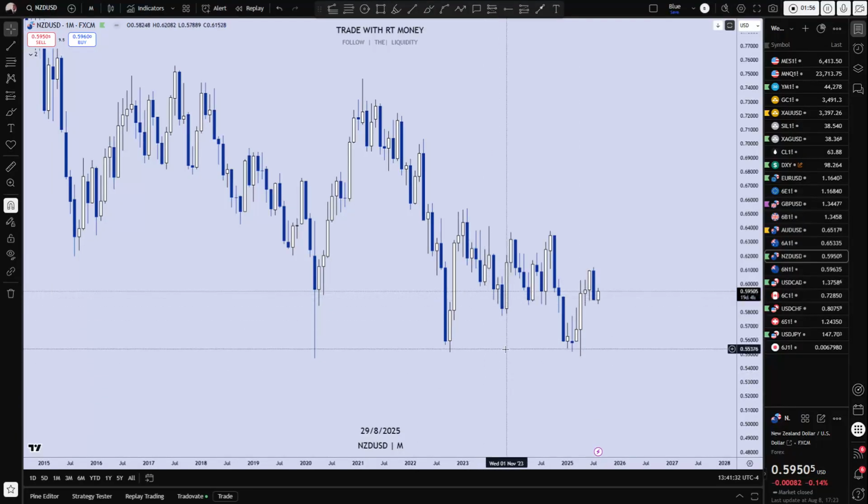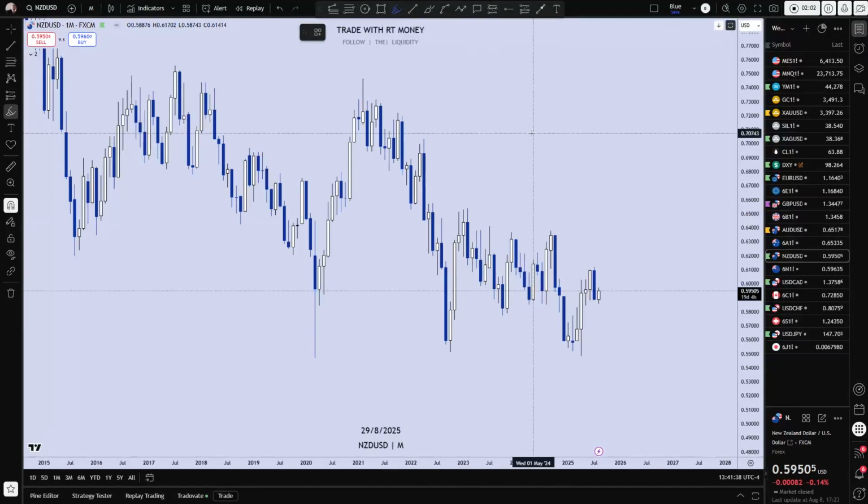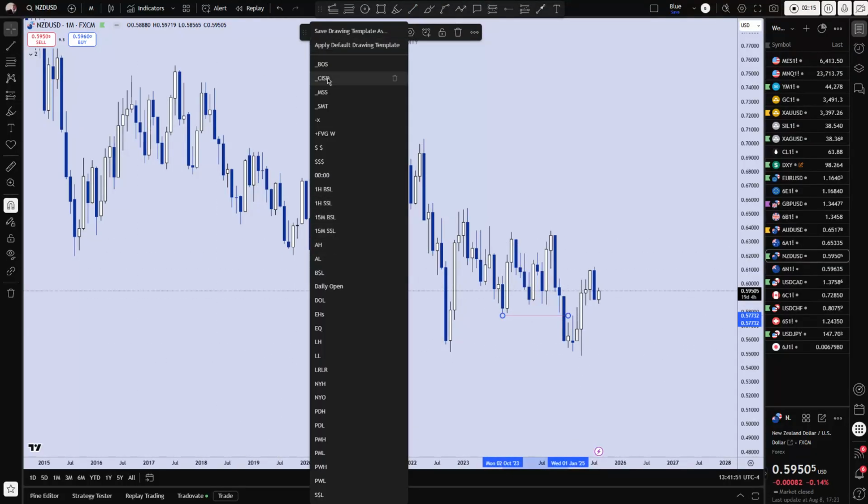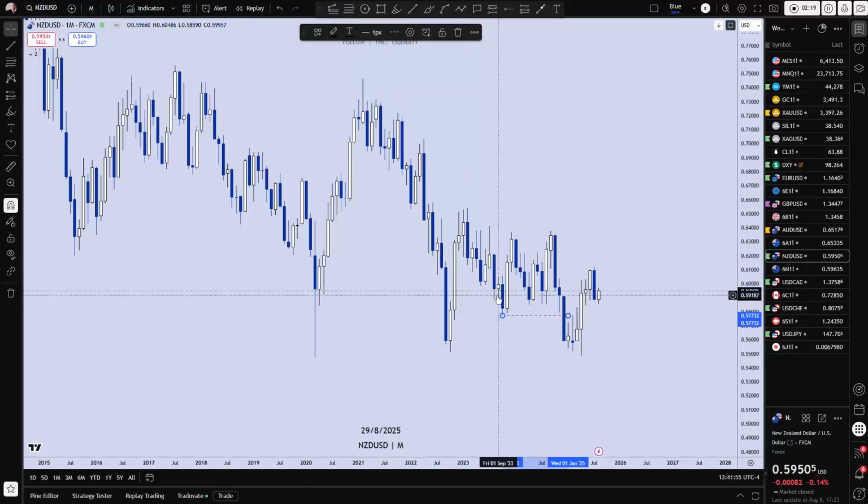Okay. So let's go with this New Zealand dollar monthly time frame. What you can see is a couple of things. One, after a period of sideways consolidation here, we finally get a break of that consolidation, a bearish break of market structure. That is a market structure shift, folks. All right, that's a market structure shift to the downside. That means the market is bearish.